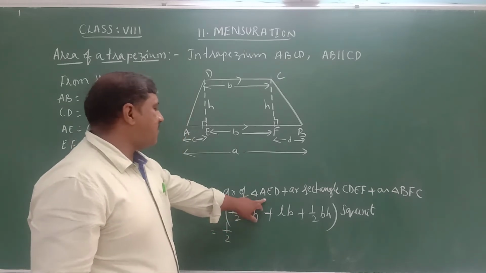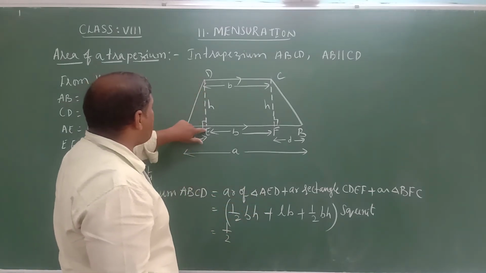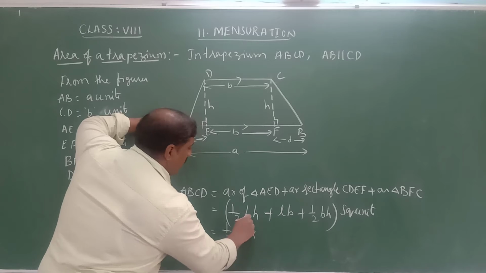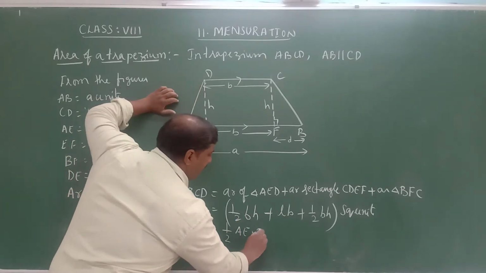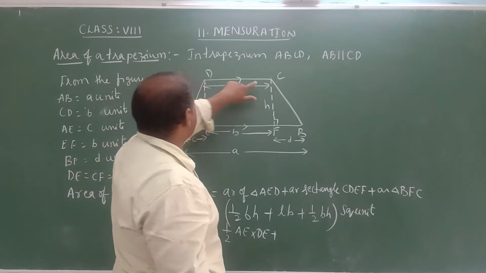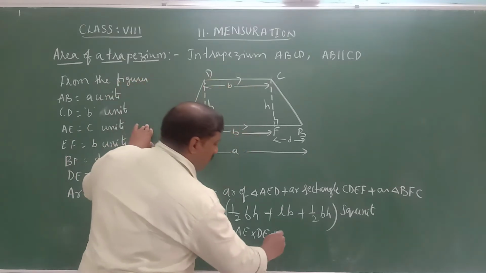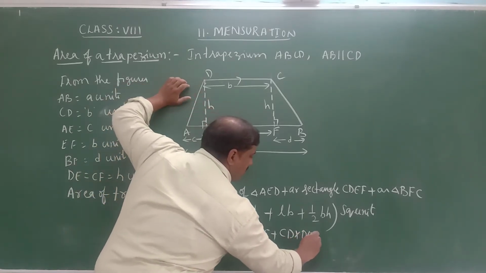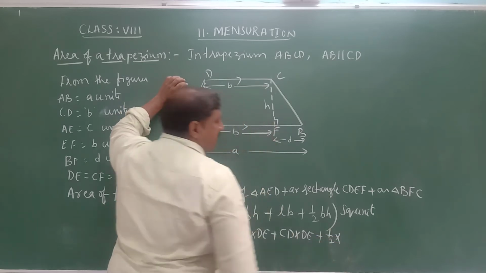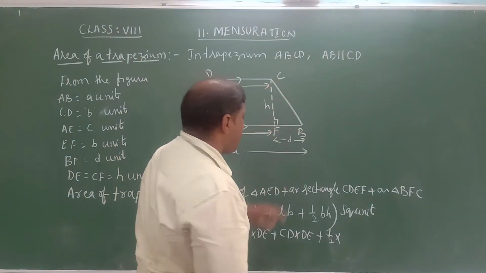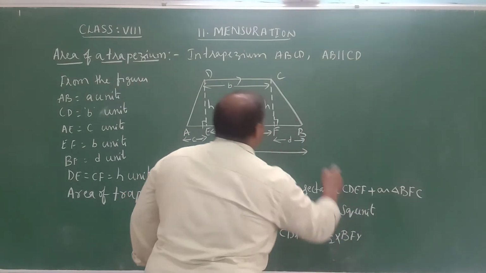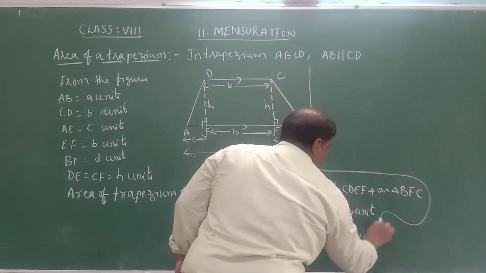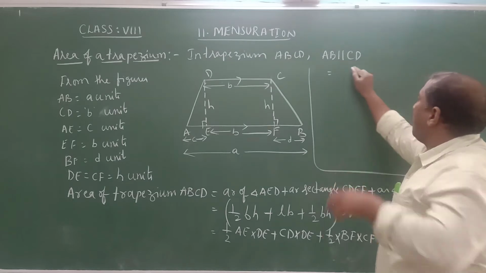Now you substitute those from the figure. Half into area of triangle AED. Now here base is equal to what? It is AE. Half into AE into height is equal to what? DE. Plus for rectangle CDEF, length is equal to CD into breadth is equal to what? DE. Plus half into base for the triangle BFC, it is BF into height is equal to what? CF.